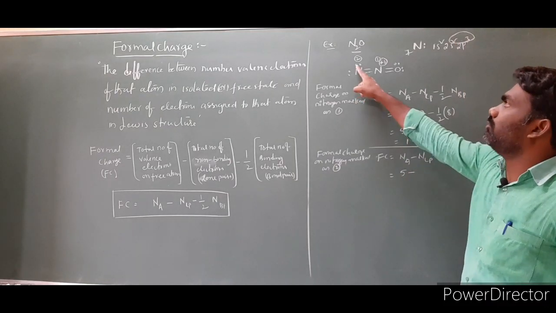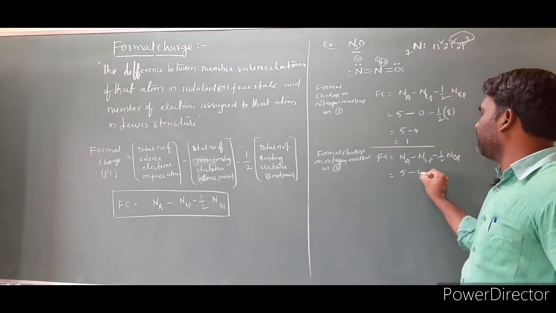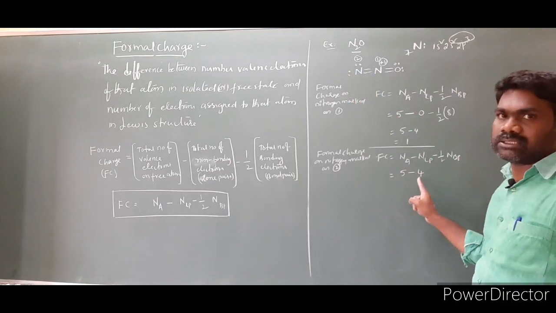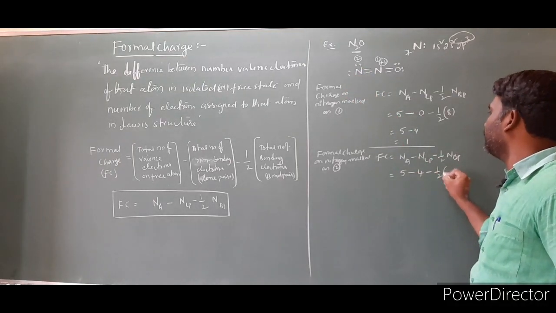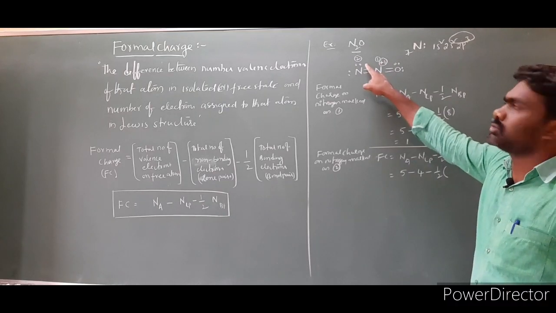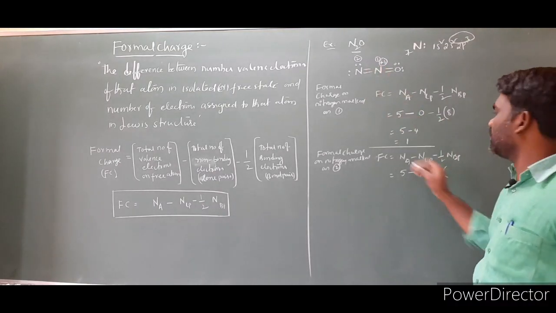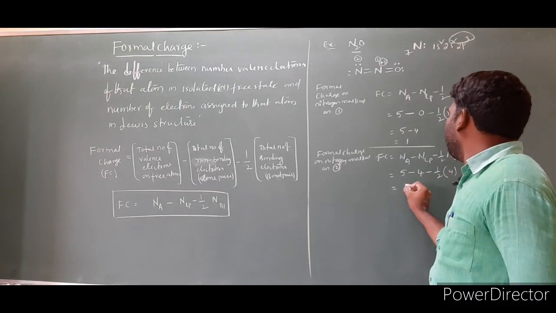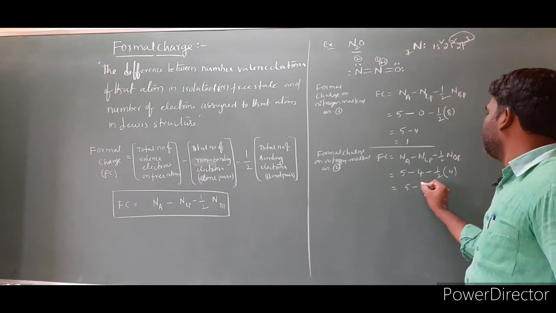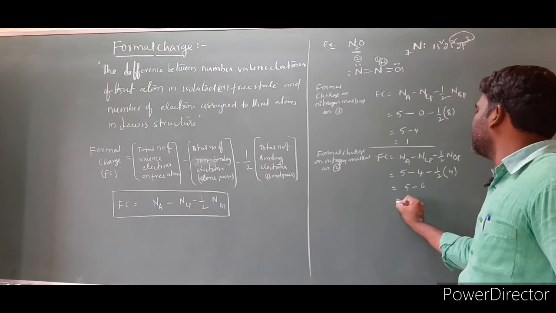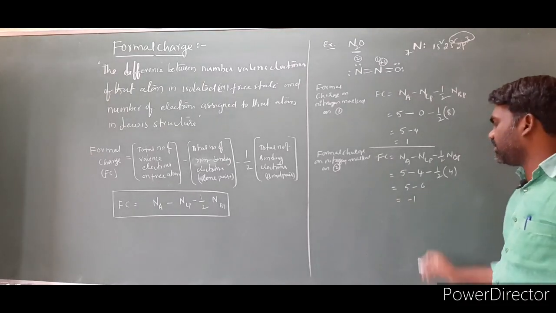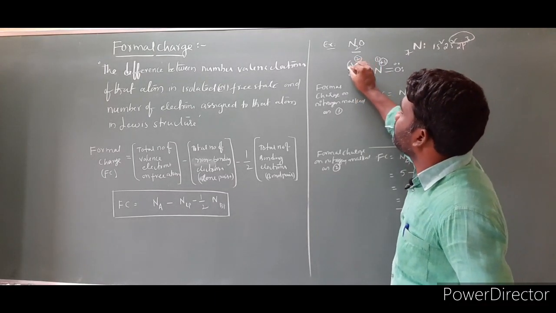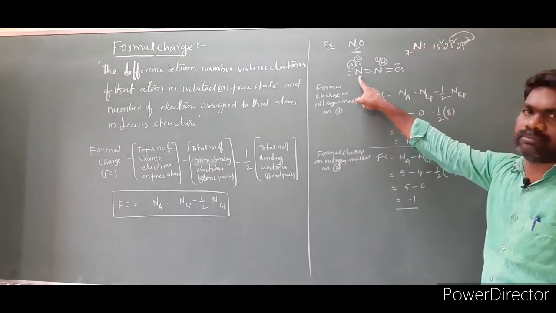Minus number of lone pair electrons: 1, 2, 3, 4. Number of lone pair electrons is 4, 2 pairs are 4 electrons. Minus half into number of bond pair electrons: there are 2 bonds, and each bond is made up of 2 electrons, so the total number of electrons is 4. That is equal to 5 minus 6, which is equal to minus 1. The formal charge on this terminal nitrogen is minus 1.